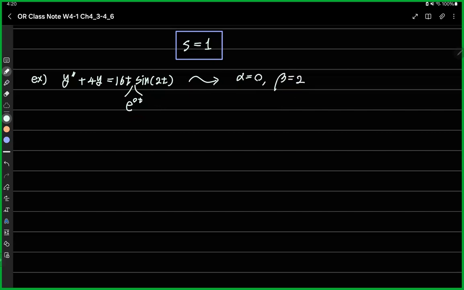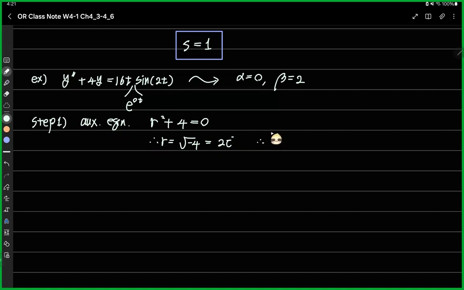So step 1, we definitely need to check whether alpha and beta are equal to the alpha and beta from the solution to the homogeneous equation. To figure that out, we need to find the auxiliary equation first. So r squared plus 4 is equal to 0. That's the auxiliary equation. So r is the square root of -4, which is 2i. Okay, so what does it mean?